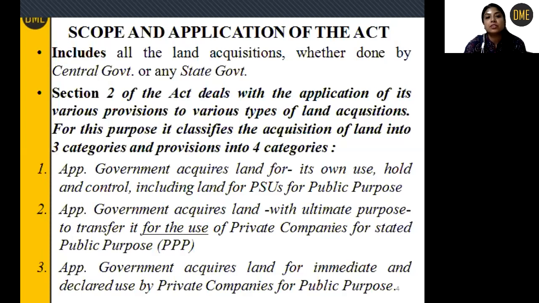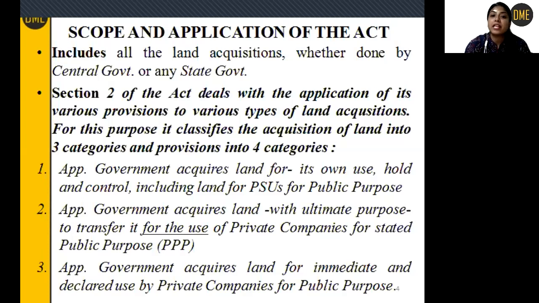Under Section 2, clause 1 provides for the appropriate government, that is, the central government or the state government, as the case may be, where the appropriate government acquires land for its own use, hold, and control, including land for public sector undertakings for public purposes. The ultimate purpose of acquiring the land here is the public purpose. We will be discussing public purpose in detail in the upcoming slides.